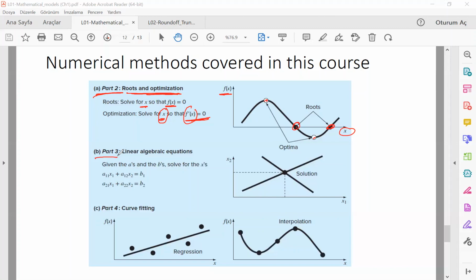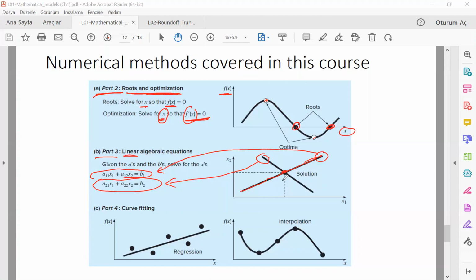Part 3, linear algebraic equations. Here we are given a set of equations with several variables. If there are two variables, then there should be two equations, and solving these equations, if it is linear, will be finding the intersection of lines. So one line can be an equation. The other one can be written as an equation. So the intersection of these two will give us the solution.